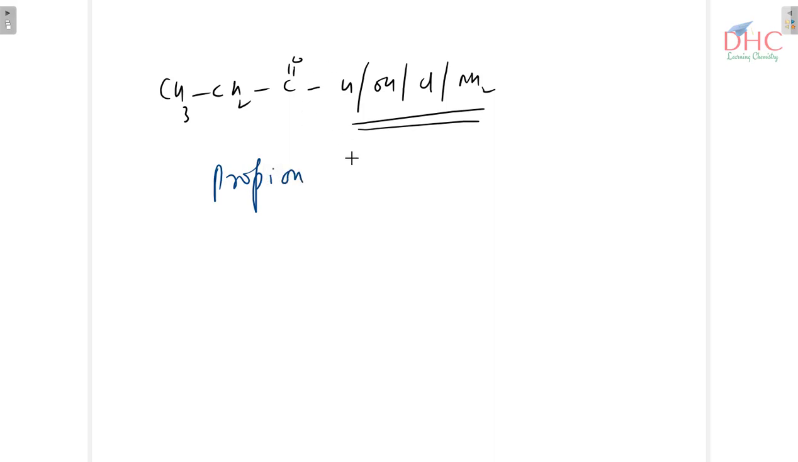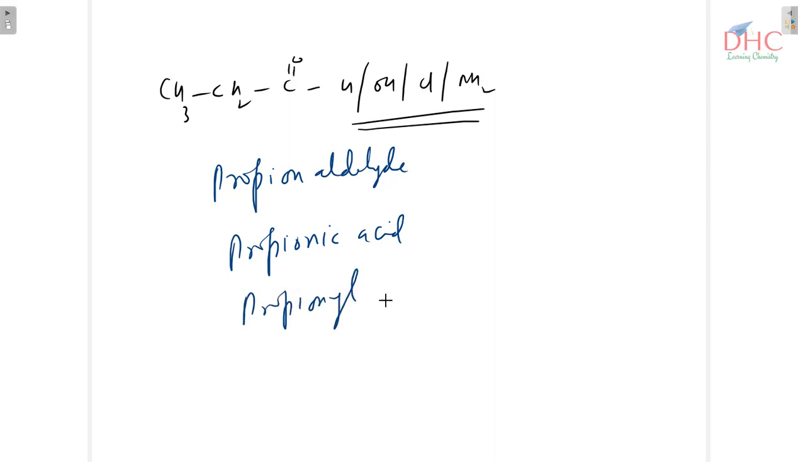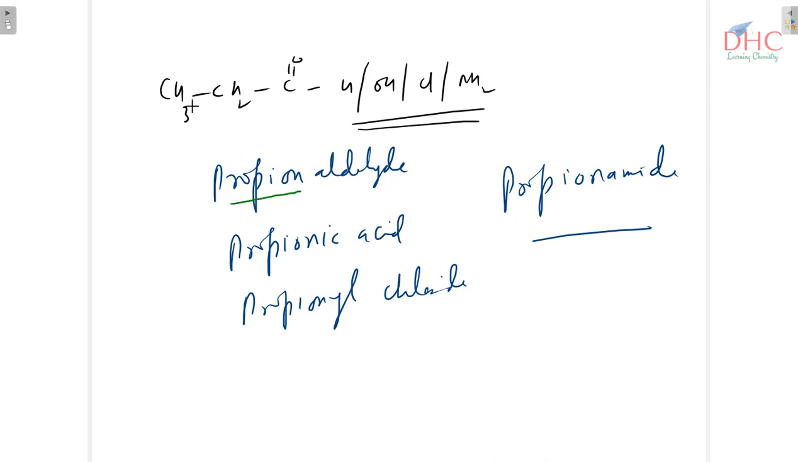Now if it's aldehyde group, it's propion aldehyde. If it's OH over here, it's propionic acid. If it's Cl over here, it becomes propionyl halide. Chloride is there, propionyl chloride. If it's NH2 over here, it becomes propionamide, because propion is the prefix. Propion is the prefix for 3 carbon atoms, and aldehyde is the name for aldehyde group.